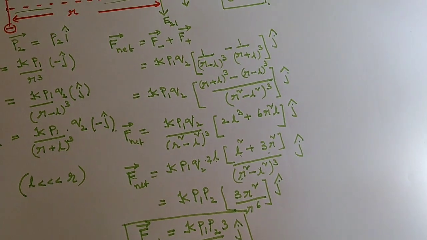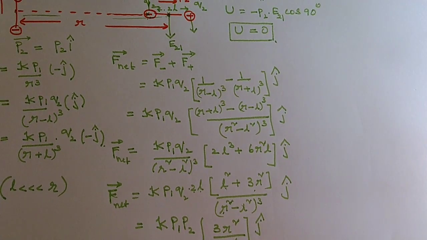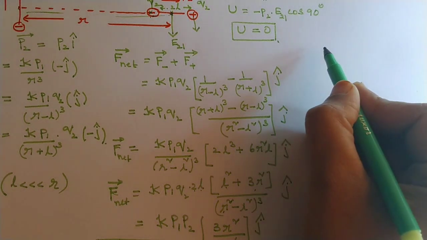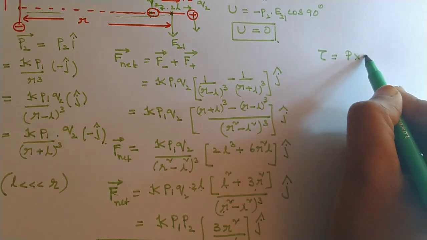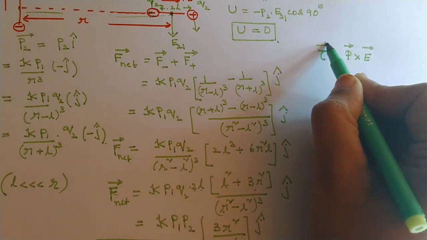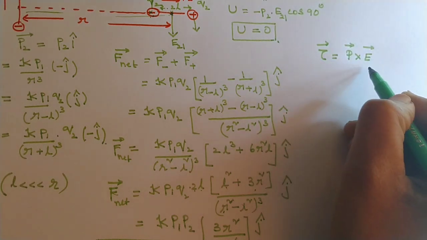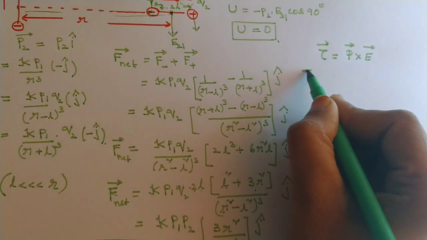Now the last one is the torque. Okay, so let's see how to determine the torque. For calculating the torque, we know torque is defined as P cross E. But now you should be careful. You are finding out torque on which dipole due to what. First let us find the torque acting on P2.